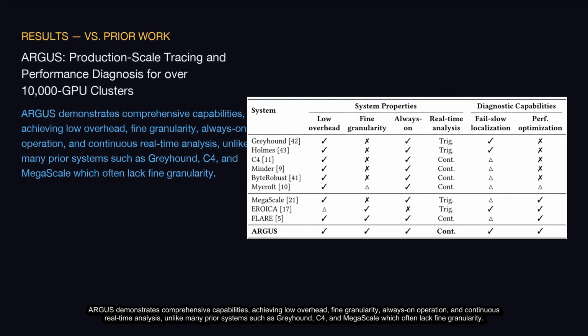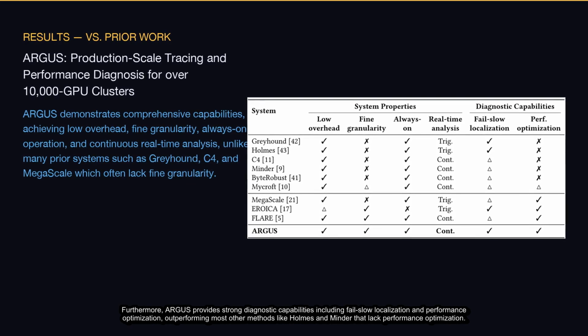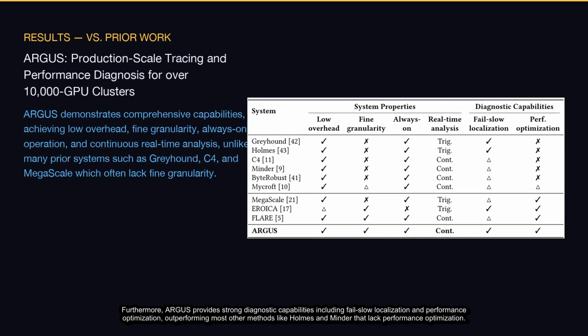many prior systems such as Greyhound, C4, and Megascale, which often lack fine granularity. Furthermore, Argus provides strong diagnostic capabilities, including fail-slow localization and performance optimization, outperforming most other methods like Holmes and Minder that lack performance optimization.